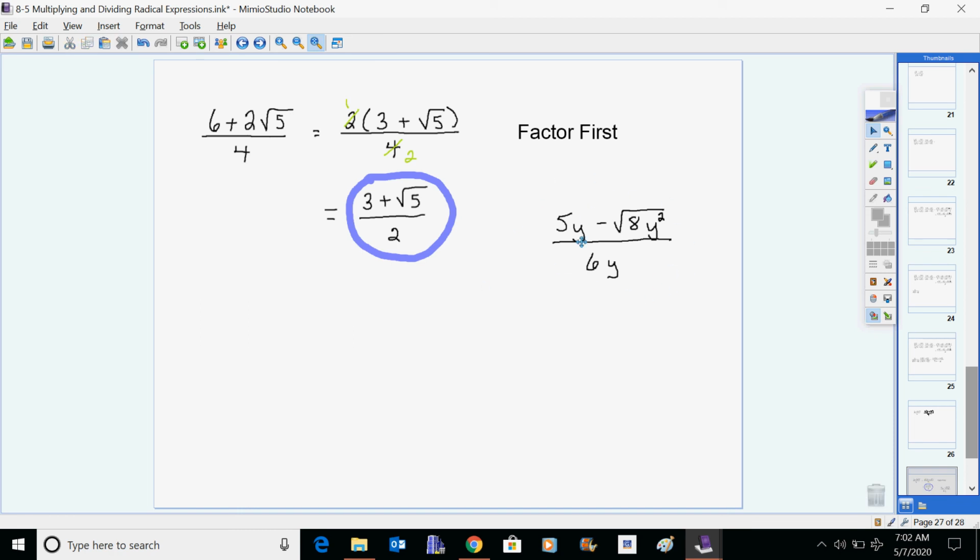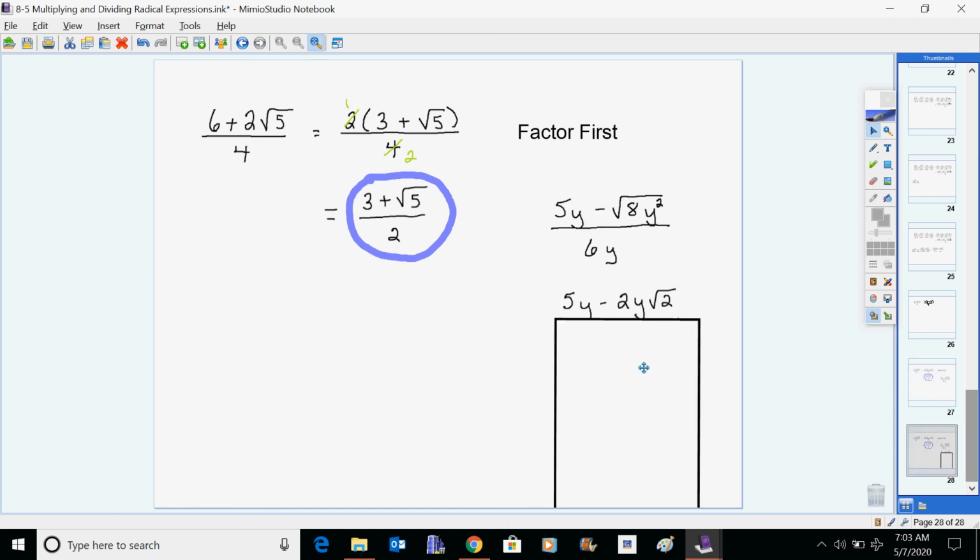Over here, we might want to try to factor first, but there's nothing in common here and here yet. That's nothing that's obvious. So what you need to do is make sure that you simplify this first. 2 times 2 times 2, okay, means a 2 comes out and a y also comes out. And that's over 6y. In the numerator, the common factor is a y, so we can bring that out to the front.